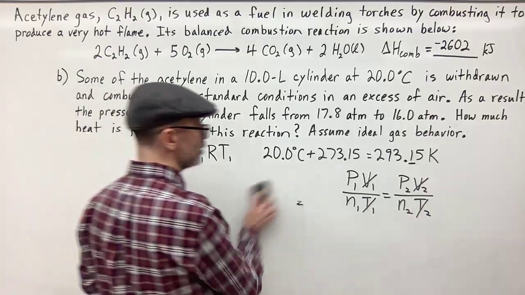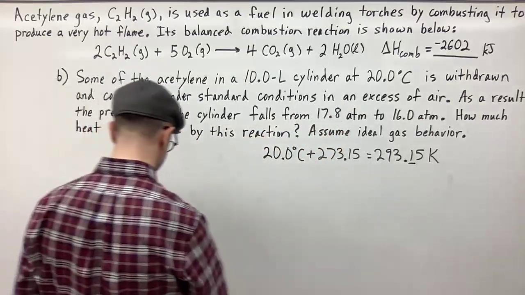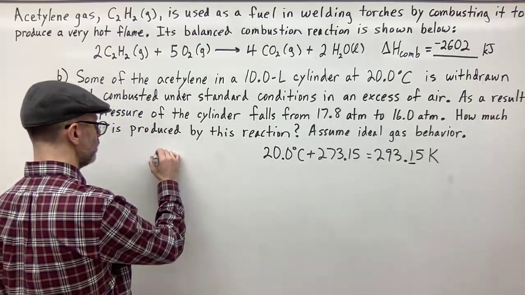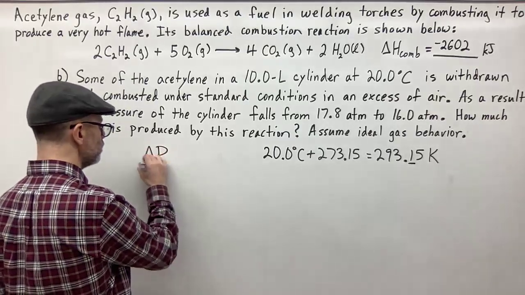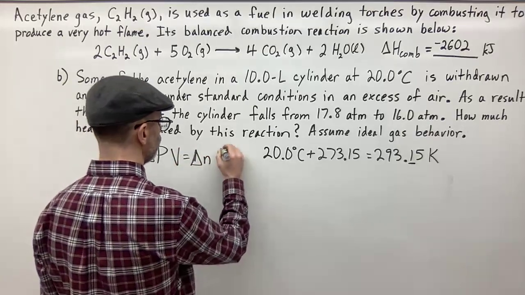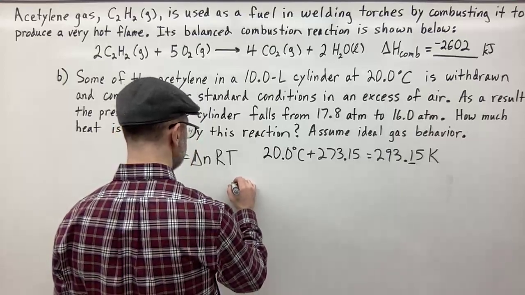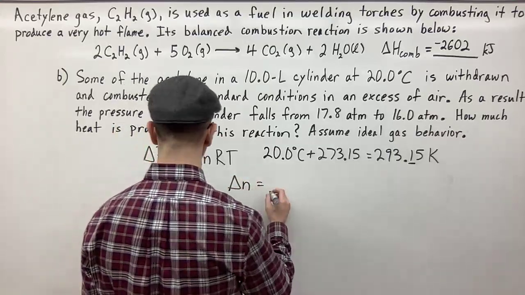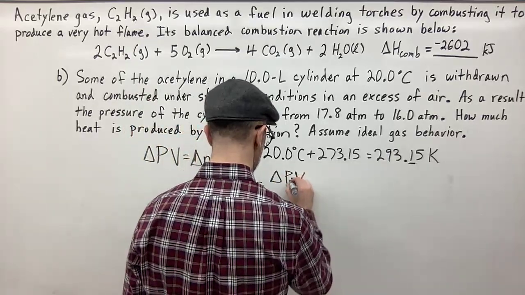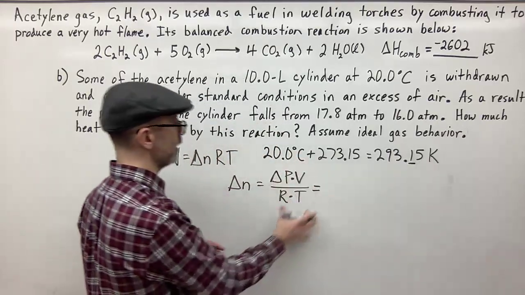But again, if you do it the two-step way, perfectly fine. You'll get the right answer. So I'm going to go ahead and use the change in pressure times volume is equal to the change in moles times RT. So that's going to give me the change in moles is equal to change in pressure times volume over R times T. So then all I have to do is plug in the values.